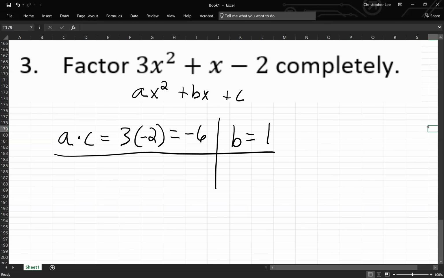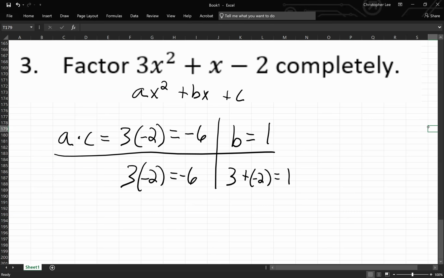Now here's the challenging part. I need two numbers that when I multiply them together give me negative 6, and when I add them together give me positive 1. What are they? Positive 3 and negative 2. Perfect. That's negative 6. And let me check it: 3 plus negative 2 is positive 1.